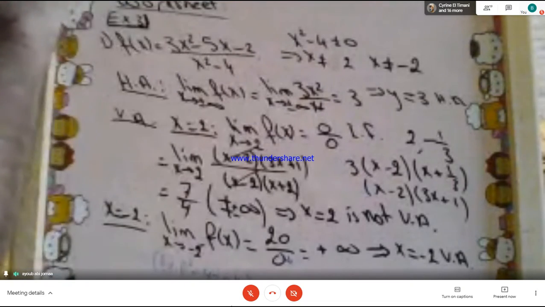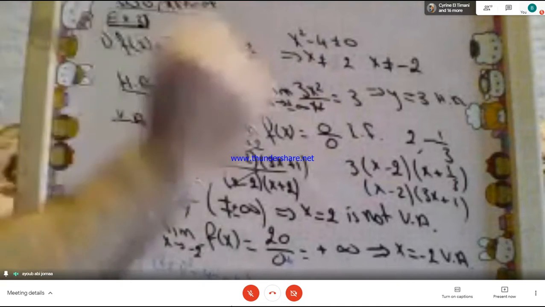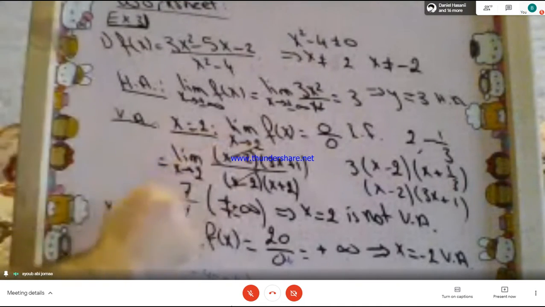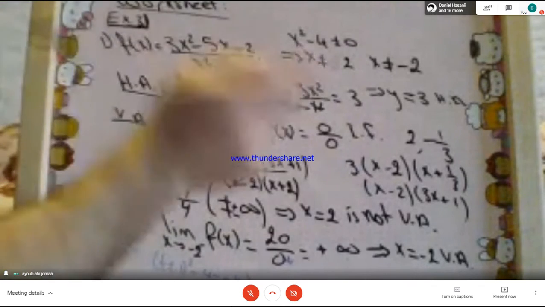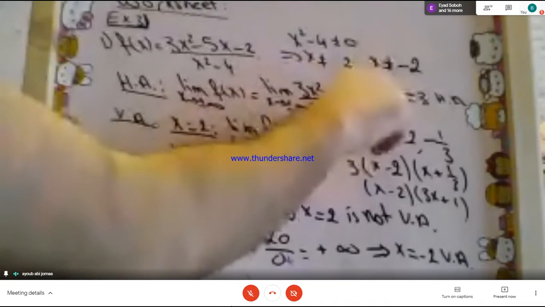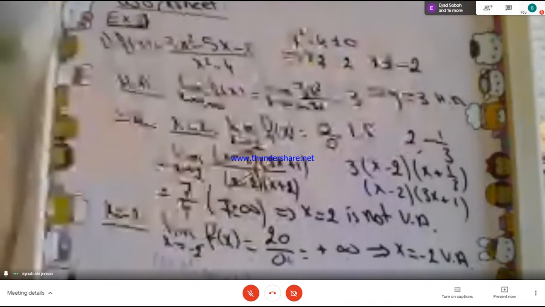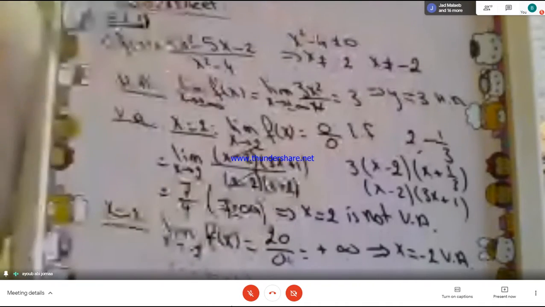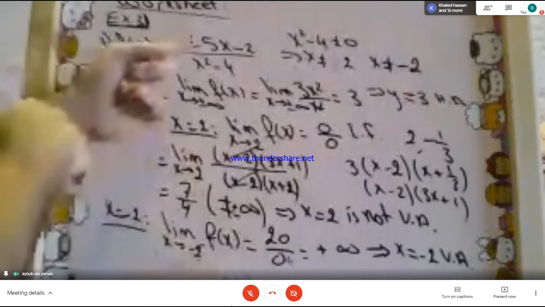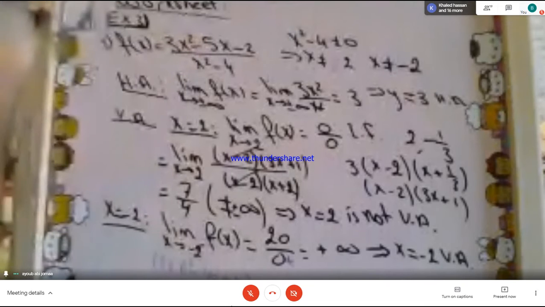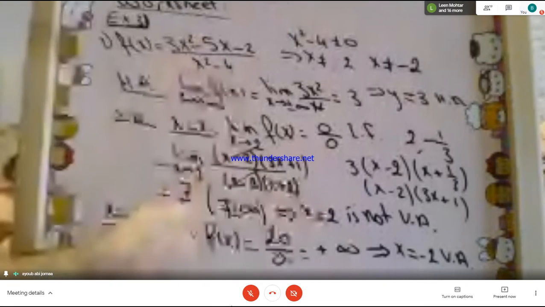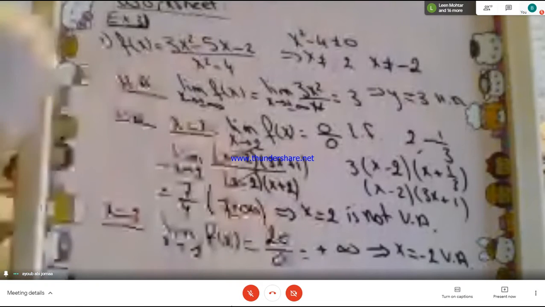The coordinates of this hole, or this point, will be (2, 7 over 4). Now, this is for x equals 2. The same thing for x equals negative 2. You find the limit as x approaches negative 2. Here, if you replace x by negative 2, you get 20 over 0. 20 over 0 is infinity. You choose one of them, negative 2 minus or negative 2 plus.